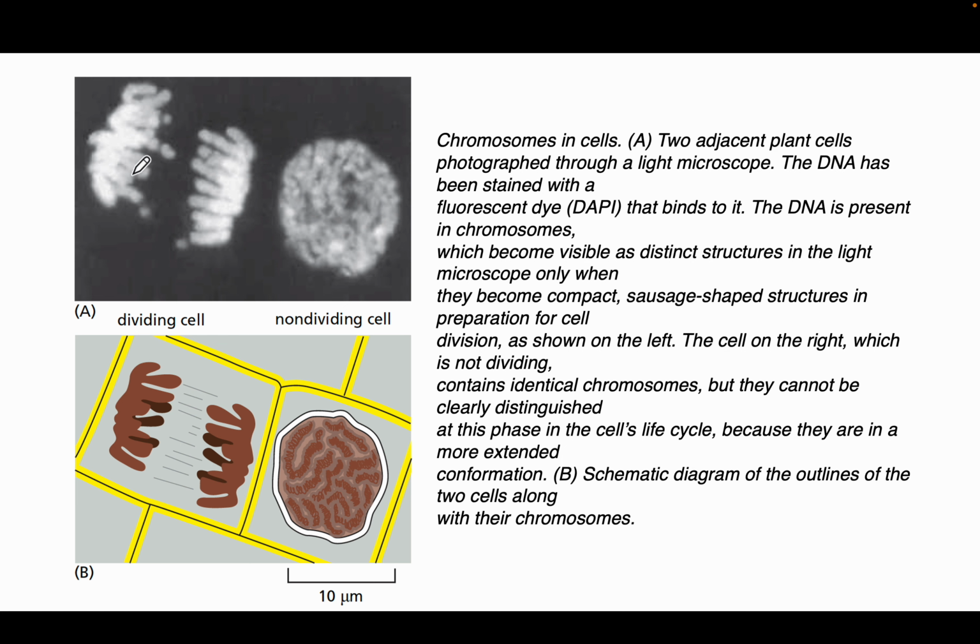Here you can see two adjacent plant cells photographed through a light microscope, where the DNA has been stained with a fluorescent dye, DAPI, that binds to it. The DNA is present in chromosomes. With DAPI, we can image any DNA using the fluorescent dye. It will bind to DNA and become visible as distinct structures in the light microscope. Okay, so we can see how the division happens. The chromosomes get segregated into two different poles of the cell, and then cytokinesis happens.